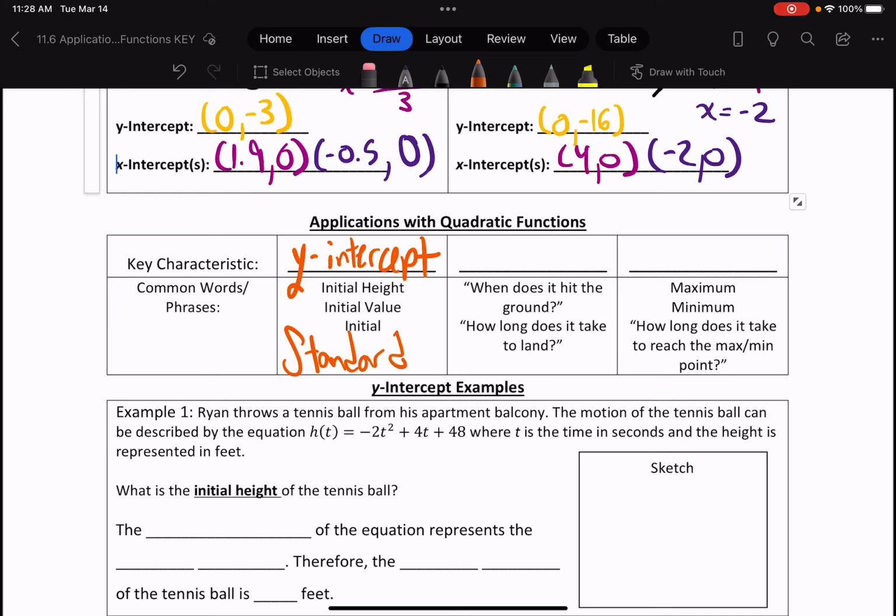Now, it says, when does it hit the ground, or how long does it take to land? If I'm looking for when, I'm looking for a time, correct? But it's how long, so it's seeing where it ends. This is an ending point. These are going to be your x-intercepts. And remember, we learned how to solve for these x-intercepts in 11.1, 11.2, and 11.3. You can use the quadratic formula, square root method, or factoring. All of these will get us to x-intercepts. So it really doesn't matter which form you're in, as long as you're comfortable solving for those x-intercepts.